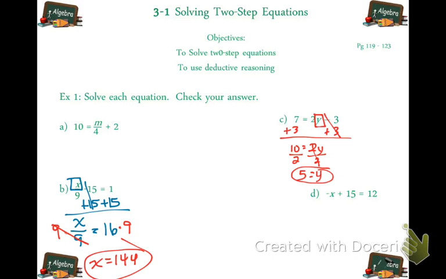Alright, D. Notice there is no number in front of the x, but there's a negative, so I'm going to make it -1. And I'm adding or subtracting, so I'm going to subtract 15 from both sides. So it's -1x equals -3. x is still not by itself. -1 is multiplying to it, so we're going to divide by -1. So x equals 3.